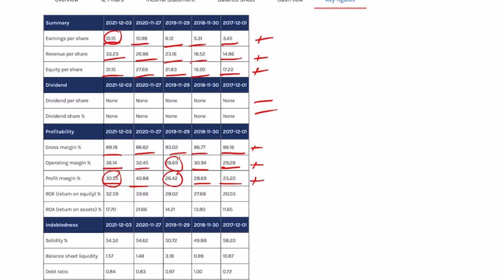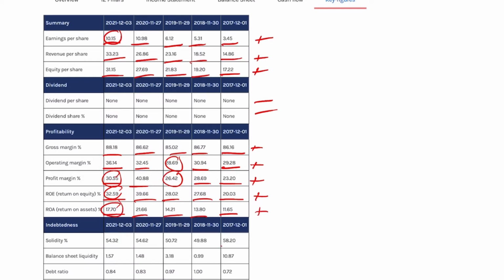That is a plus. Return on equity went from 20% up to 32.5%, and these numbers have been improving every year. We fell off a bit in 2021, but overall trend is positive. Return on assets went from 11.6% up to 17.7%, and same thing here. These numbers have been improving. We fell off a bit, but overall trend is positive.